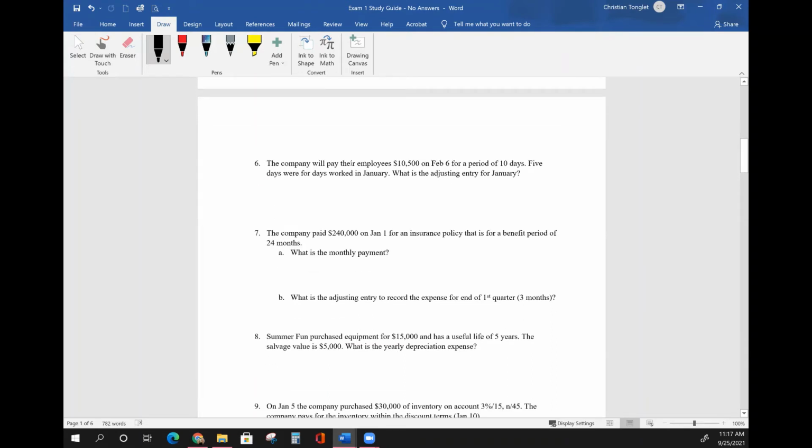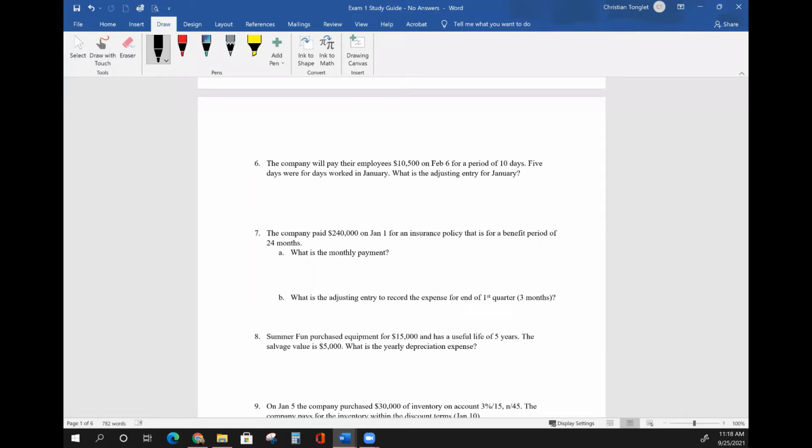The company pays their employees $10,500 on February 6th for a period of 10 days. 5 days were worked in January. What is the adjusting entry for January? So I'm telling you that the employee is going to be paid in February. So we haven't paid it yet. So if I want to set up an adjusting entry in January, I'm not going to use cash because I'm not paying them in cash, not yet. I'm not paying them until February.